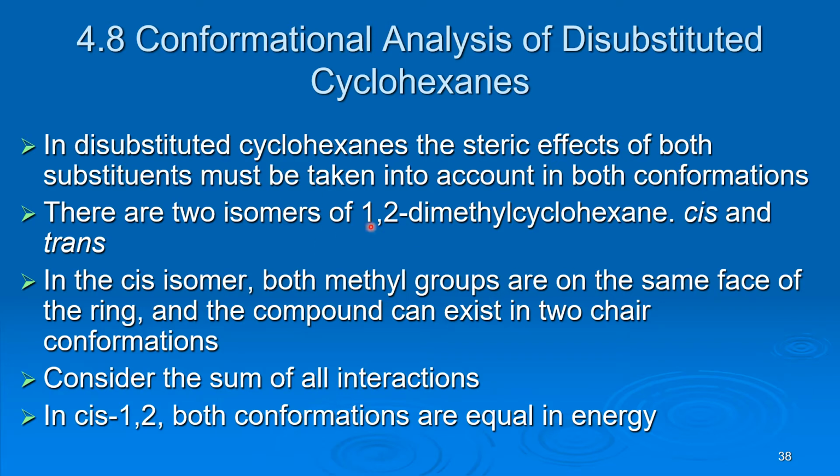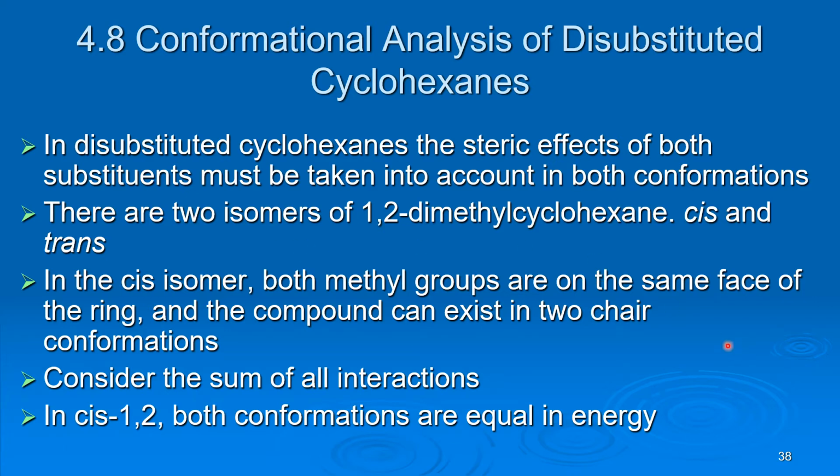So we're going to start by looking at 1,2-dimethylcyclohexane. So in other words, there's a methyl group on number 1 and there's a methyl group on number 2. So they're on neighboring carbons, two carbons that are right next to each other. And of course, now we know that there's two possibilities. They can either be cis, where they're on the same face, or trans, where they're on opposite faces.